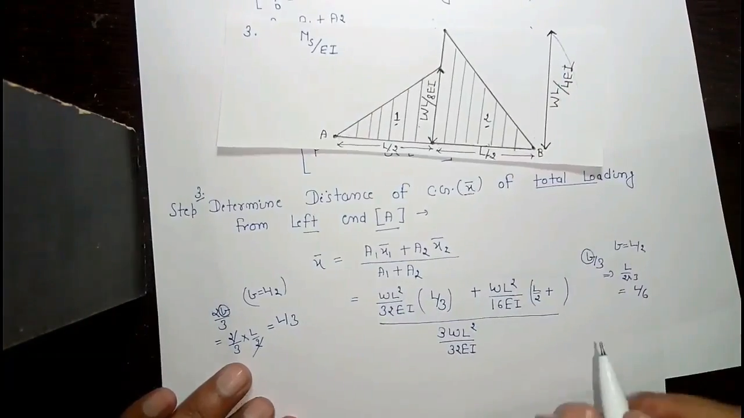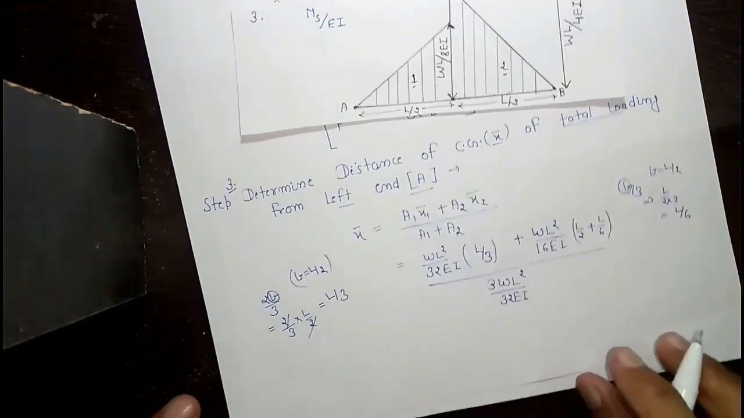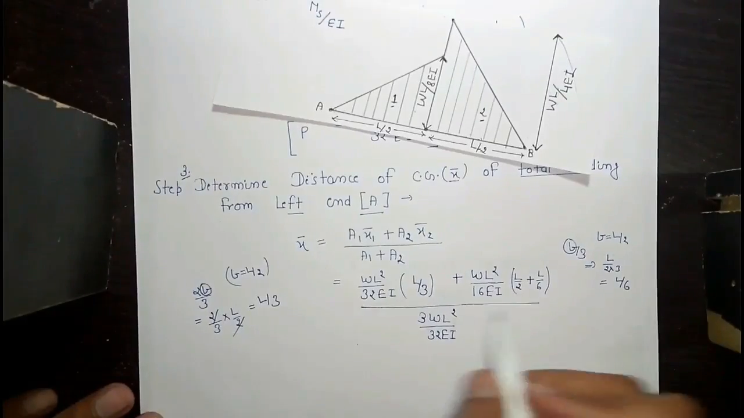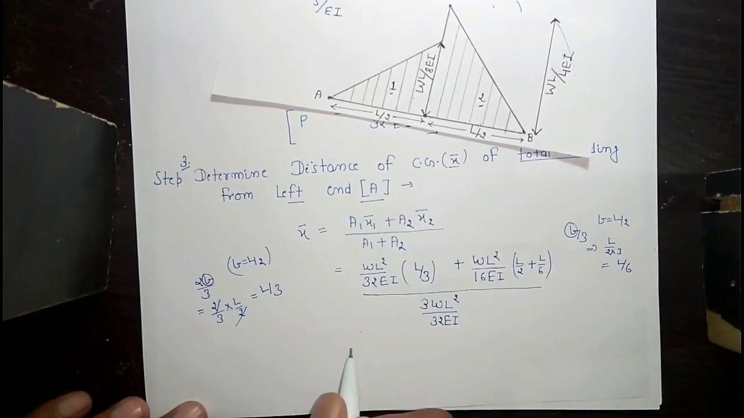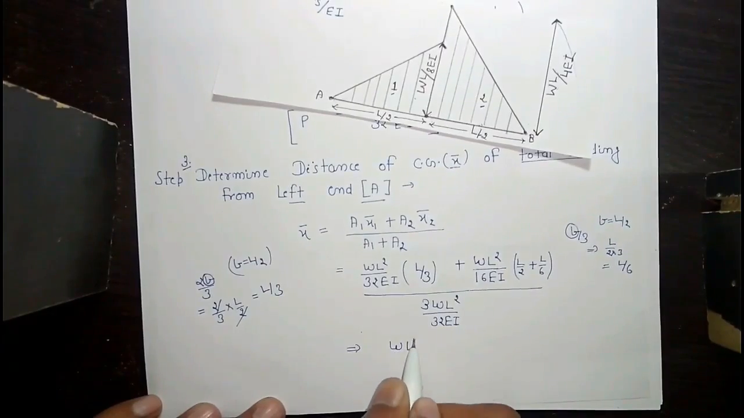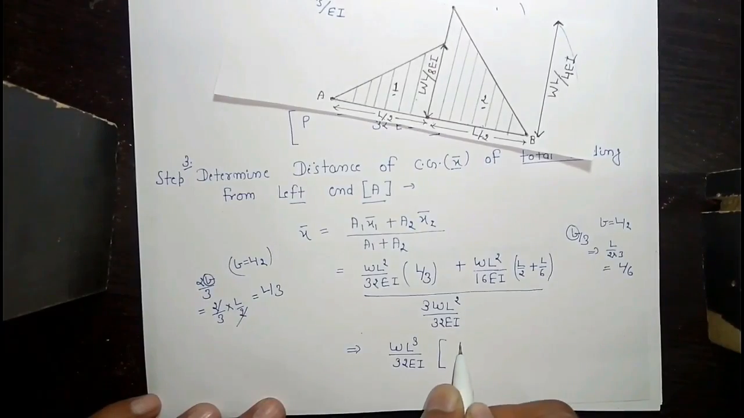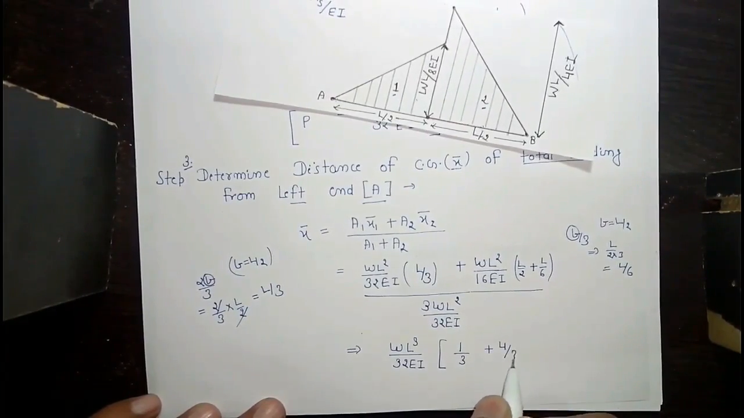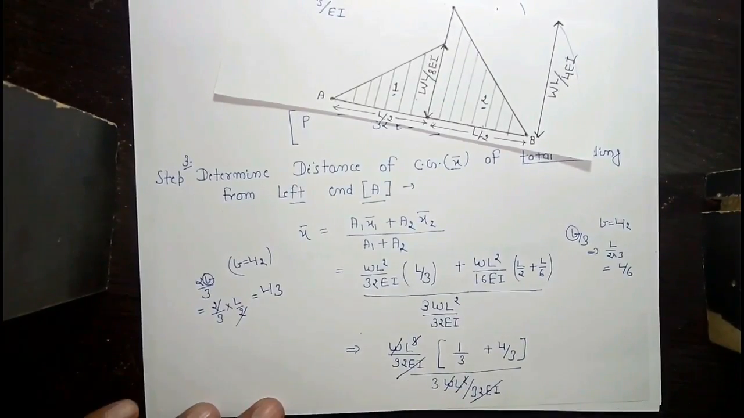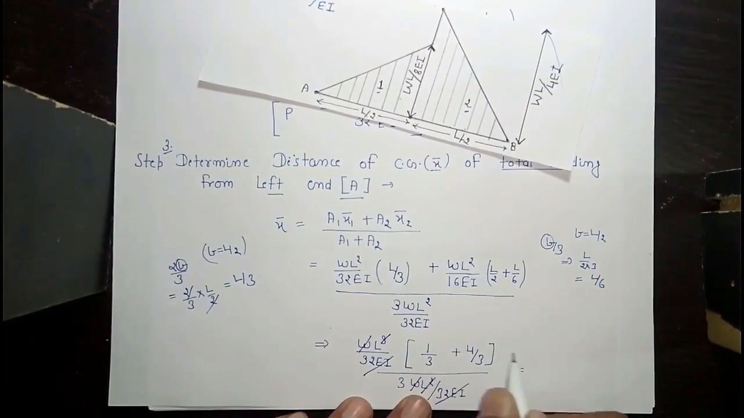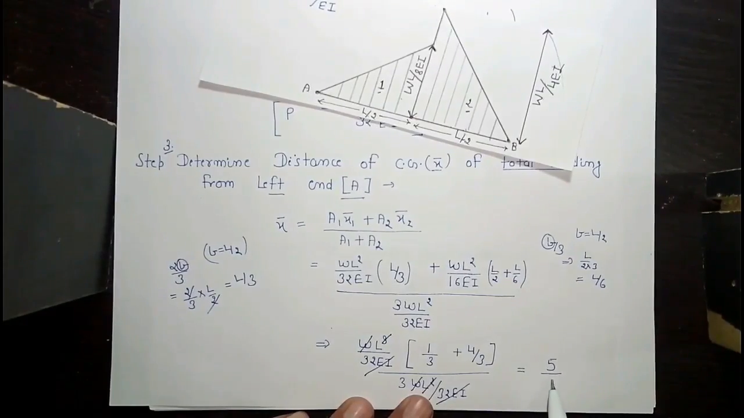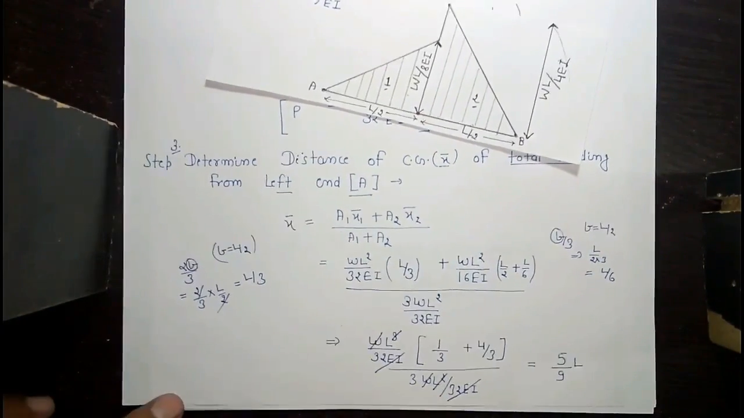It is L by 6. Put L by 6 here, and now taking W L cube divided by 32 EI common, and 1 by 3 plus 4 by 3 divided by 3 W L square divided by 32 EI. 32 EI to 32 EI cancel, W to W cancel, L square to L square, and it will be equal to 5 by 9 L from left hand A.